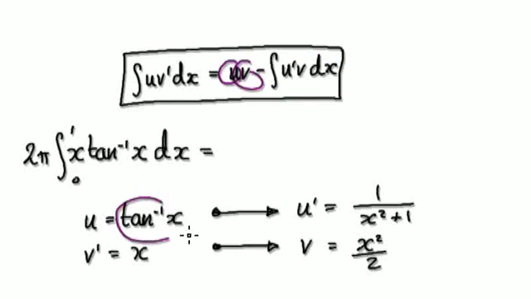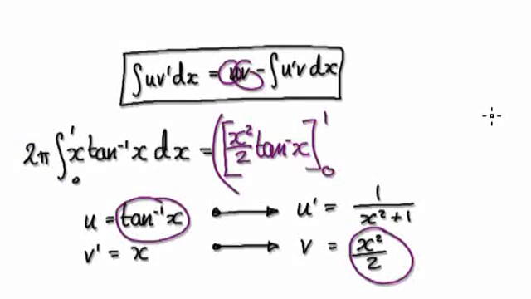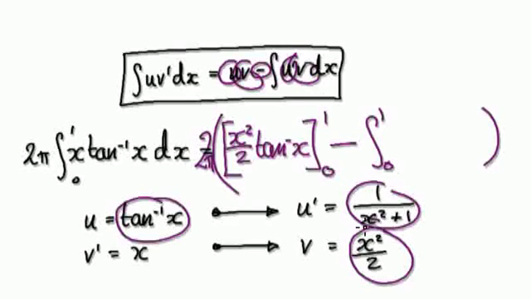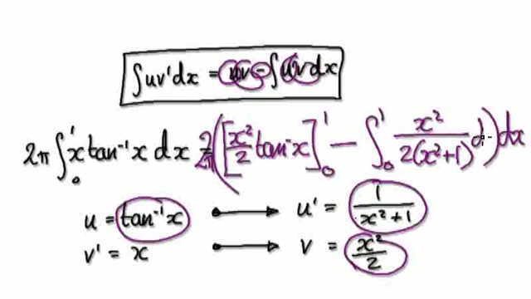It's saying get u times v. That would be x squared over 2 times inverse tan of x, evaluated from 0 to 1. And don't forget we've got the 2 pi here, so by right we should have 2 pi in front. Then minus the integral from 0 to 1 of u prime times v. That will be x squared over 2 times 1 over x squared plus 1, dx.